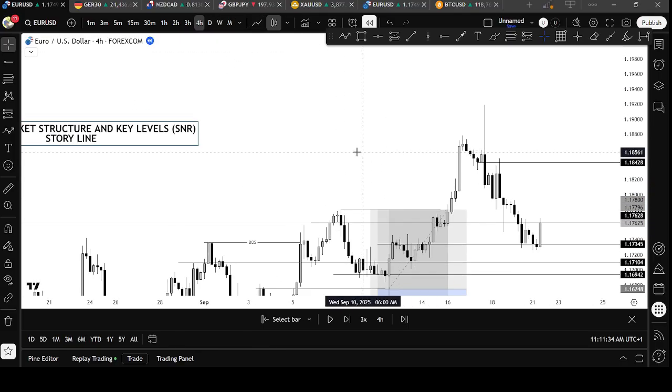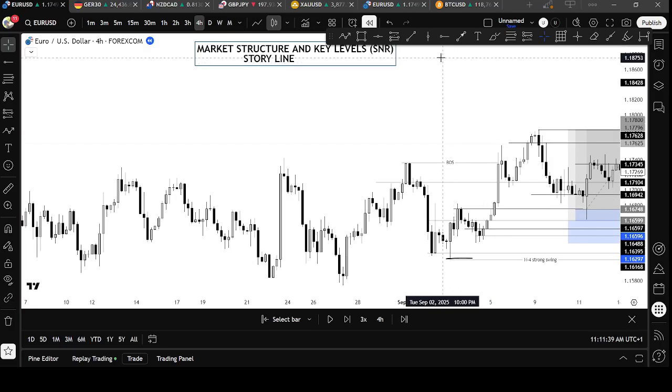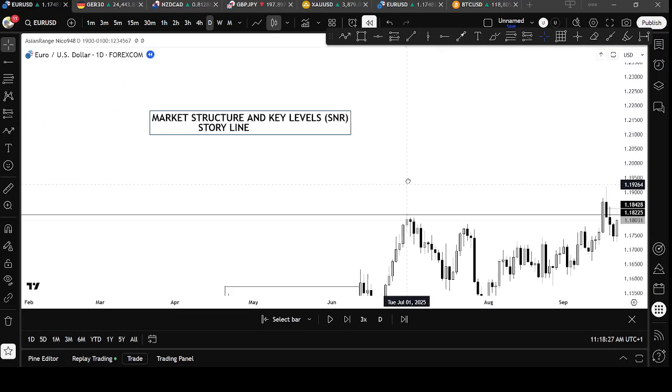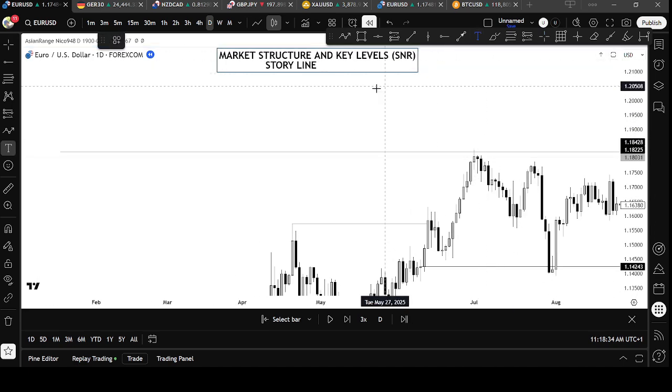Now your first step is to mark your market structure. You go to your higher time frame. When you mark your market structure, then you look for key levels. So let's talk about storyline now. In storyline, I want you to note something. Get a book and write this down.